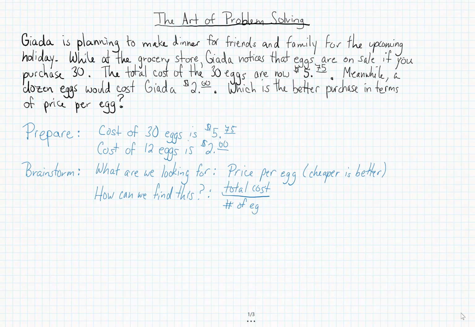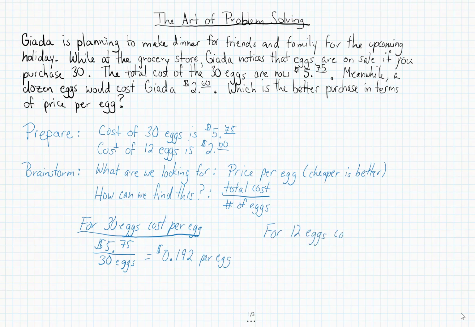What we're going to do is take the total cost and divide that by the number of eggs, and that'll give us the cost per egg. For the 30 eggs, we take the $5.75 and divide that by the 30 eggs. Notice that gives us right around 19 cents, 0.192 dollars per egg. In a similar manner, we can find the cost per egg for the 12 eggs. When we take the $2 and divide by 12, notice that gives us around 16 cents per egg.